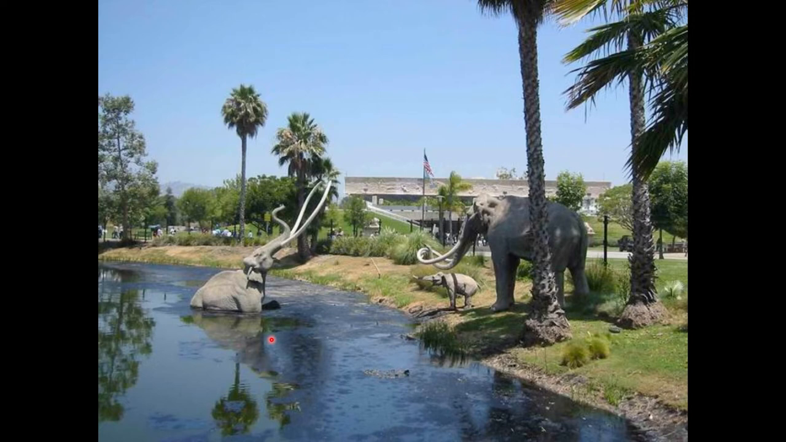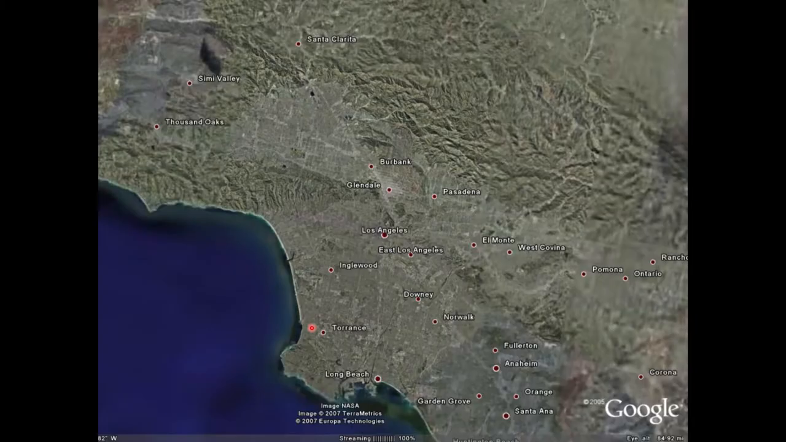And it's 100% natural. This is not man-made. This pond or lake has been here for thousands of years. The evidence indicates for probably 20,000 years since the end of the last ice age. And all of the dark color here is naturally a mixture of water, oil, and natural gas.